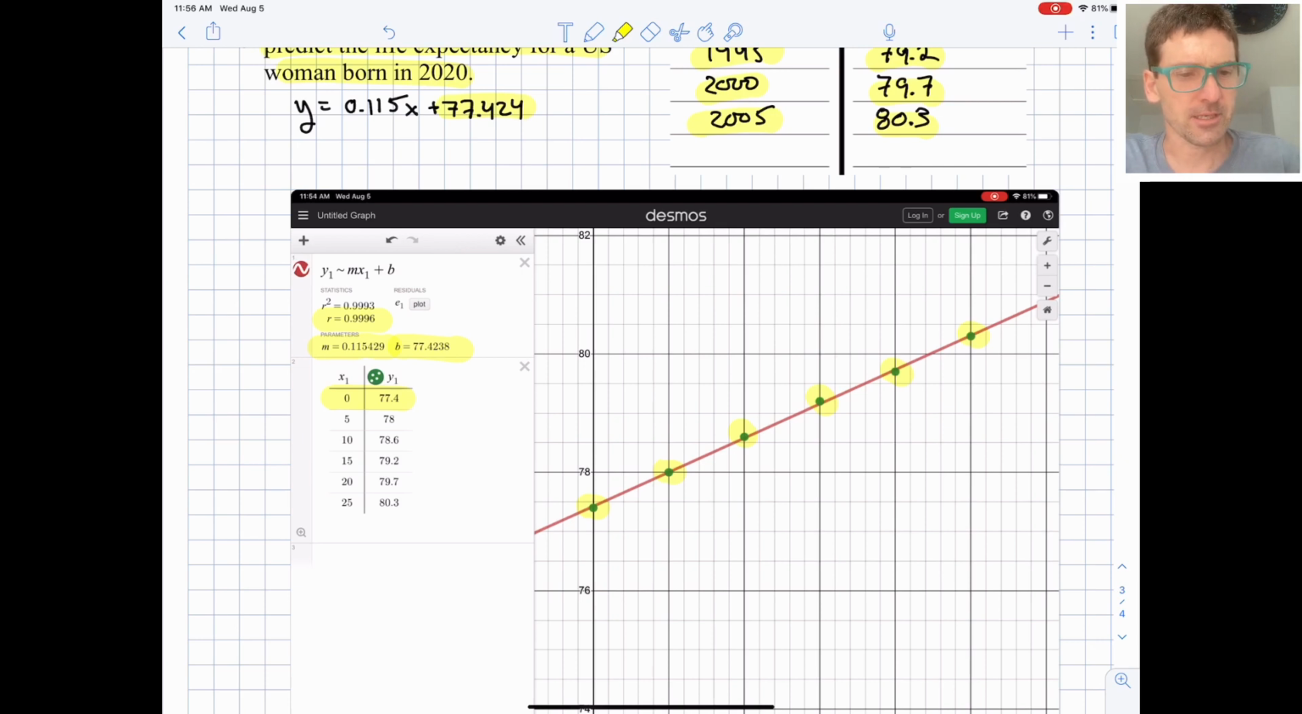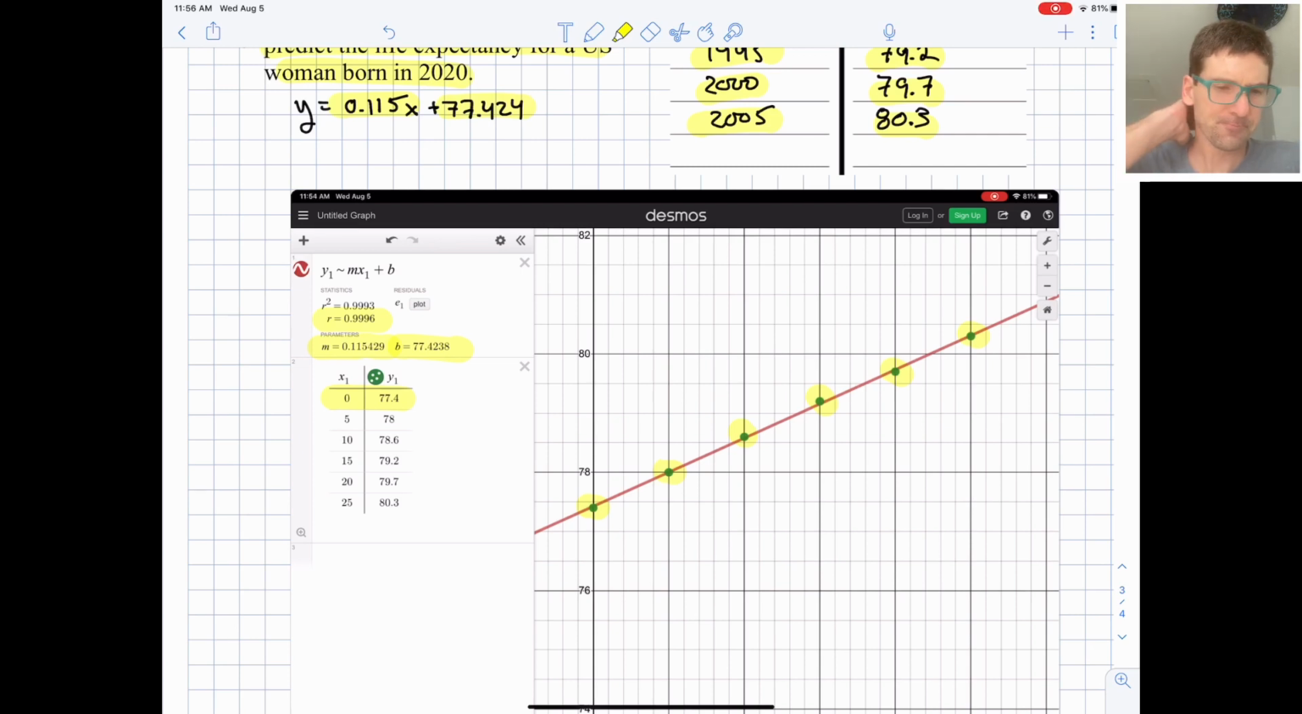And then what does our slope mean? Our slope means that every year that goes by, a woman's life expectancy increases by about 0.11 or 0.12 years. So every year that goes by, a woman's life expectancy gets longer by, is that a month or 2?